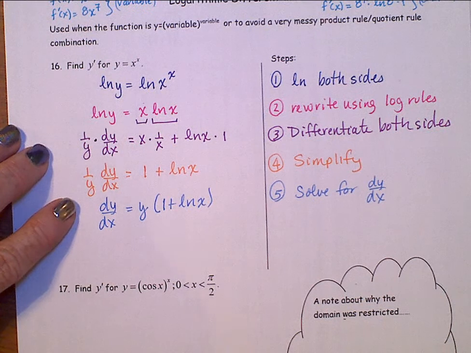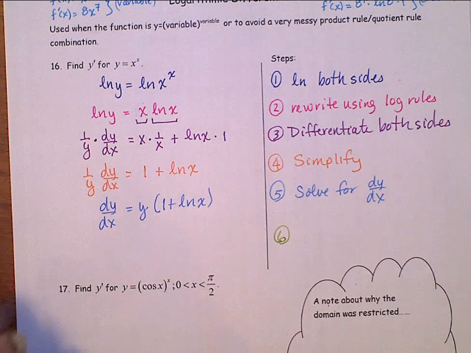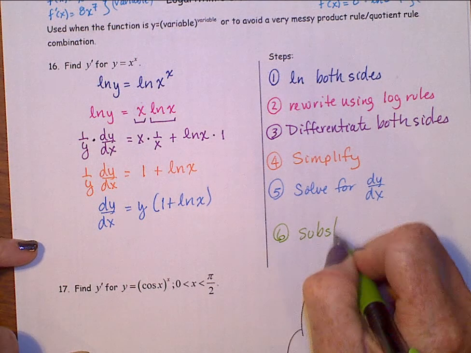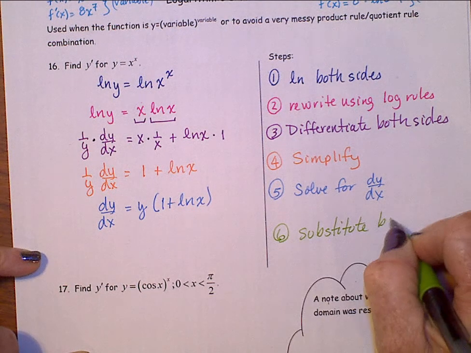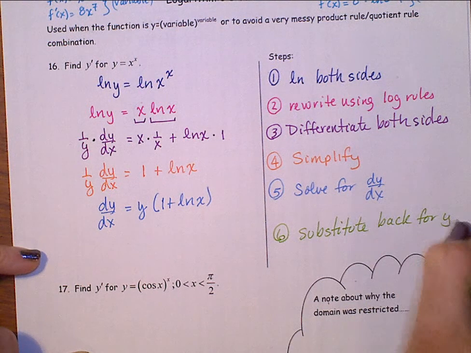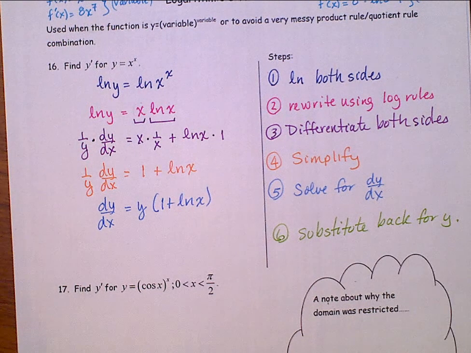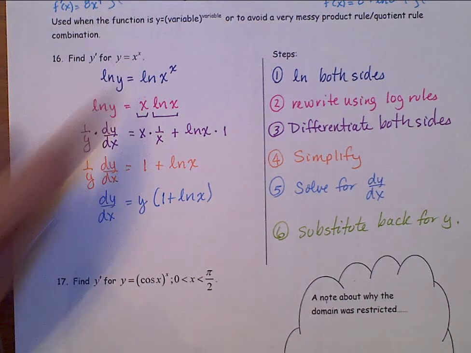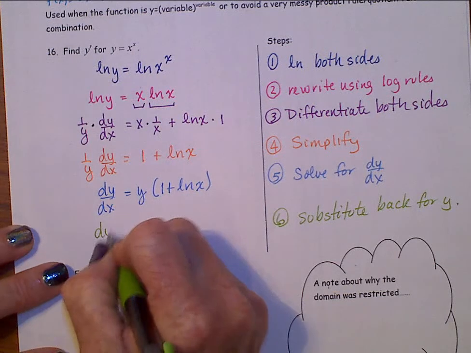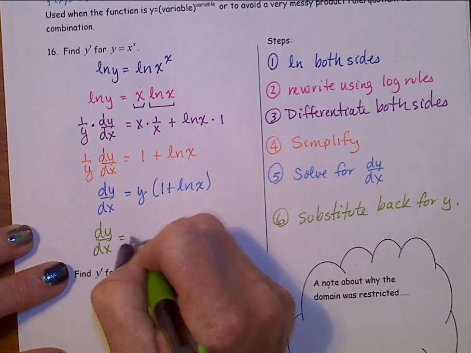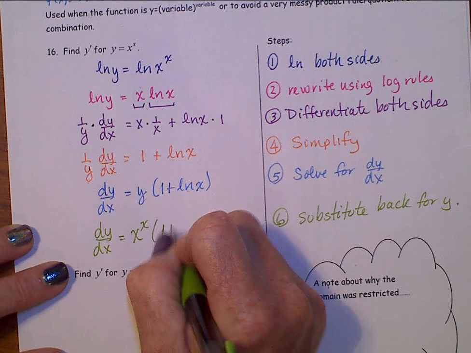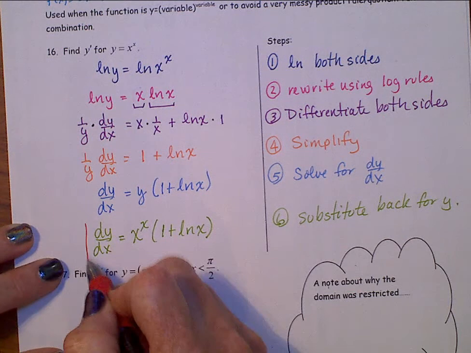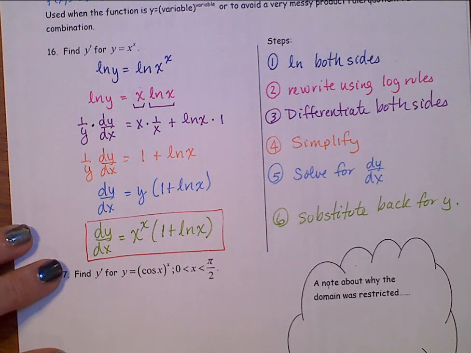And very last then, sub back for the y. All right, so where were we? What was y initially? Oh, y was x to the x. So we'll sub right back for that. dy dx is x to the x times 1 plus the natural log of x. There's the derivative.